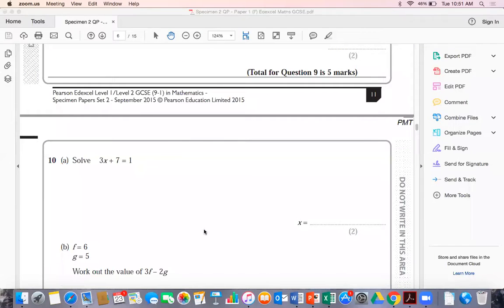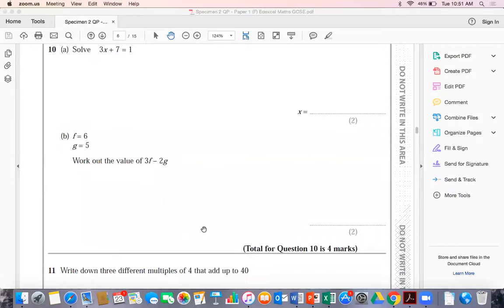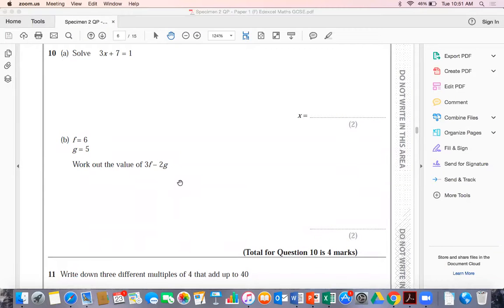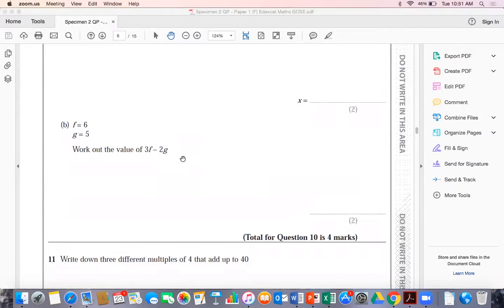Number 10. Solve 3x plus 7 equals 1. What do y'all get? -2. Okay, -2. For B, work out the value of 3f minus 2g. What do y'all get? So I got 8. 8, yes. Just substitute in. This is simple substitution.